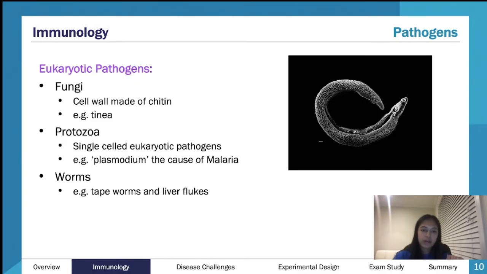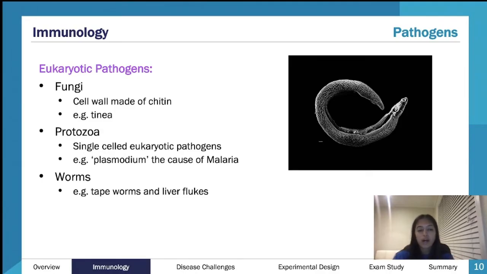Okay, so some of our eukaryotic pathogens. These are cells that are a little bit more similar to our cells, so a little bit more complex. So we've got our fungi. You think of your fungal infections ultimately, like your tinea, your athlete's foot, that sort of thing. Their cell wall is made of chitin. So you can think again, just like peptidoglycan with your bacteria, the chitin is another target that you could use. But yeah, those are your fungal infections.